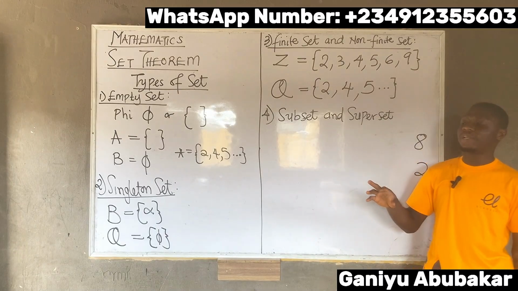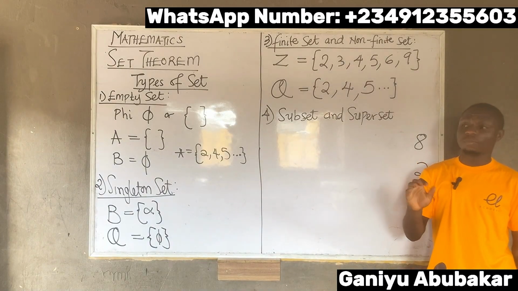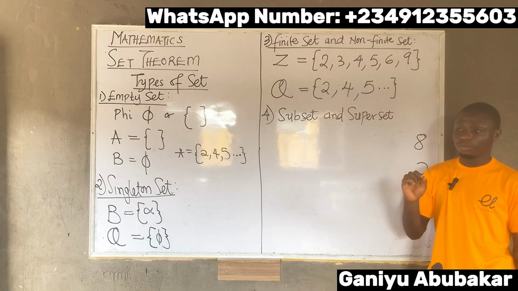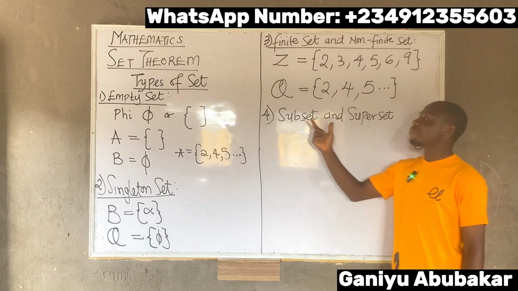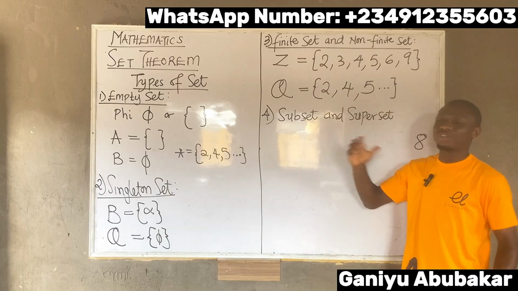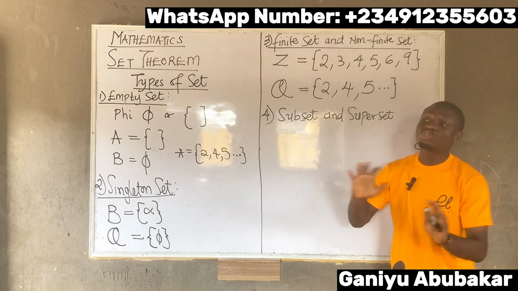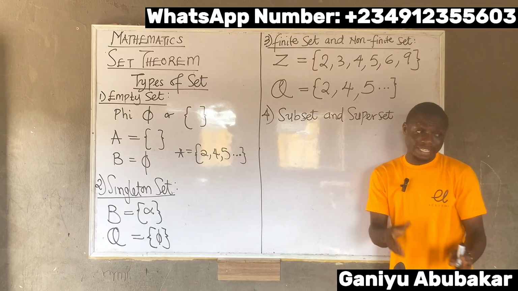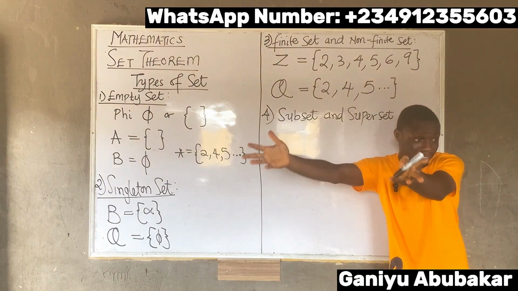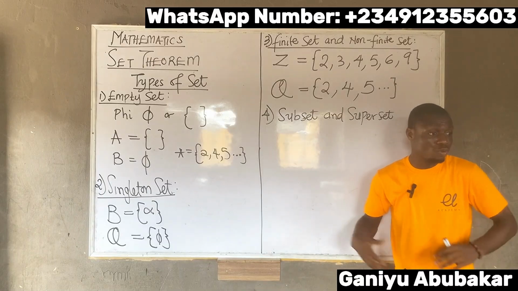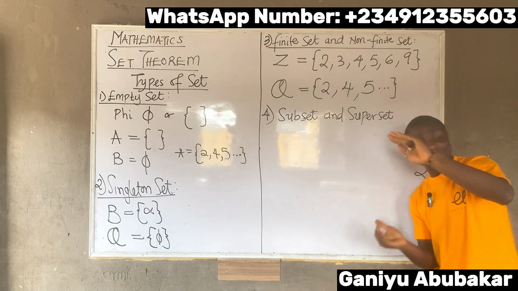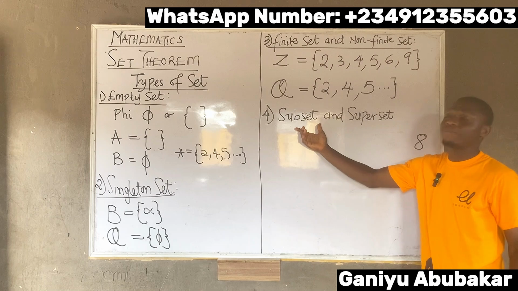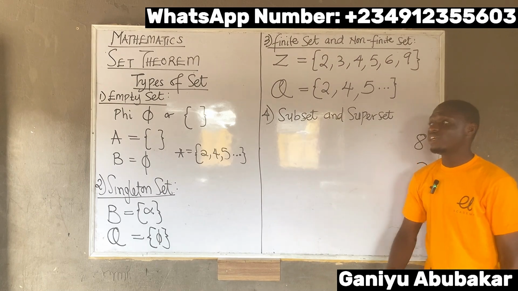The way we explain this is: for subsets and supersets, you can understand them by comparing two given sets together, probably set A and set B. Set A has its own elements, its own members, and set B has its own members too. Compare the two, and you can now understand what we mean by subset and superset.